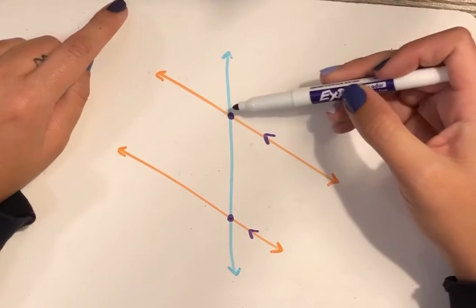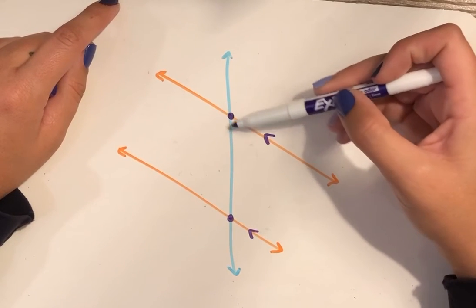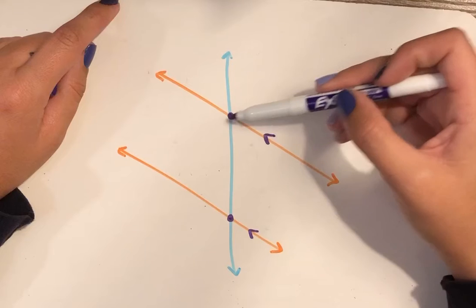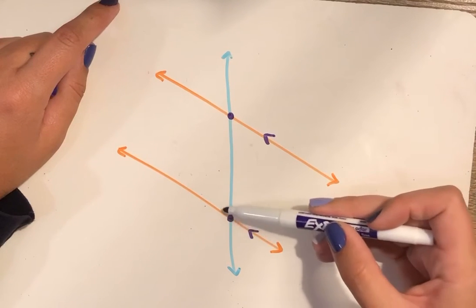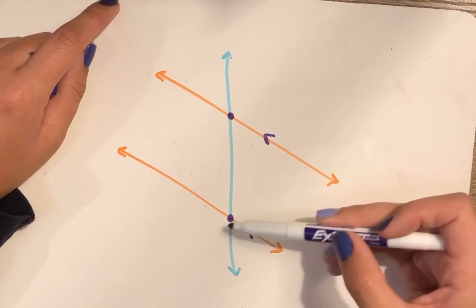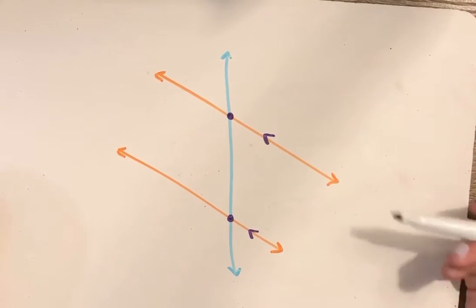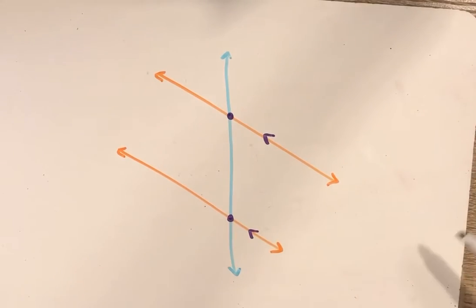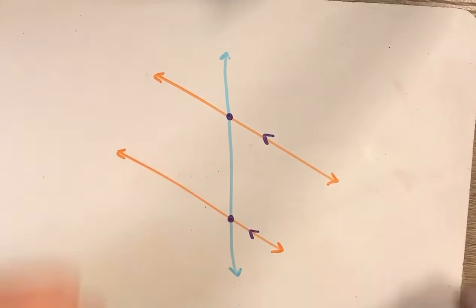Okay, so if you'll notice at this top intersection, there are two acute angles and two obtuse angles. Same thing in the second intersection. There are two acute angles and two obtuse angles. So all four of the acute angles have the same measure. They're all congruent. All four of the obtuse angles, they all have the same measure. They are all congruent.